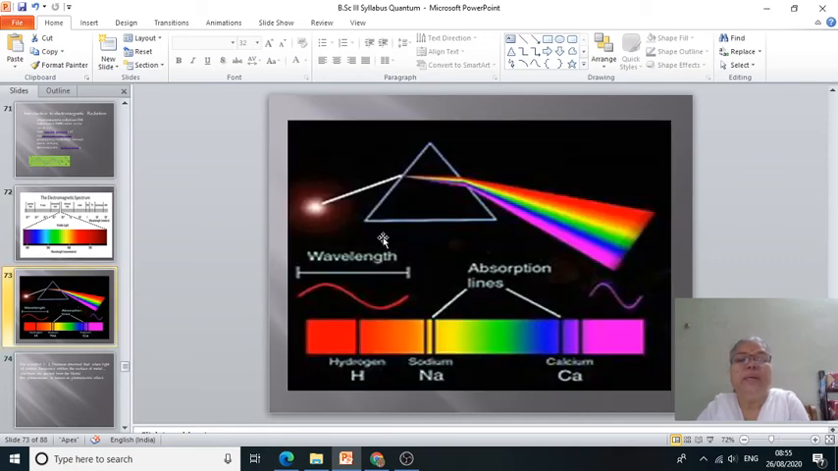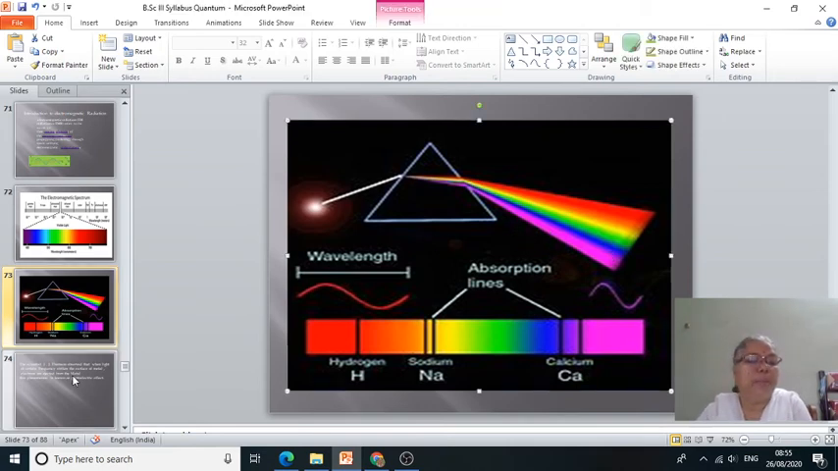Then the dispersion of white light: when white light passes through a Nicol prism, here we have this spectrum. That means one ray of white light gets separated into 7 colors, and this is a diffused spectrum. Each color has its specific wavelength and specific frequency.